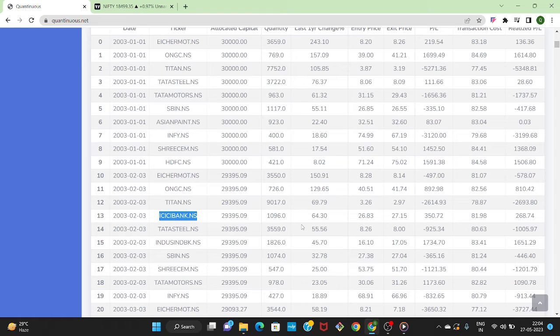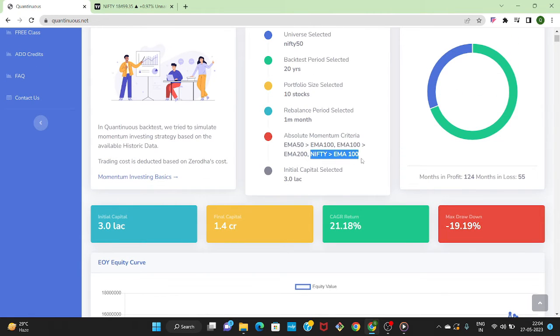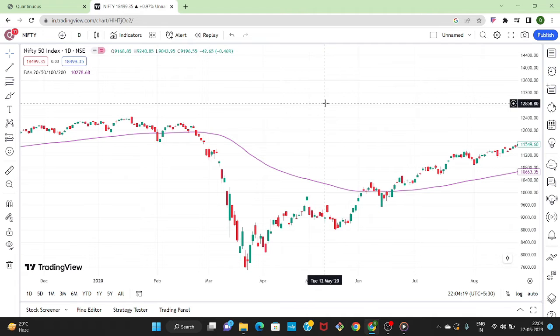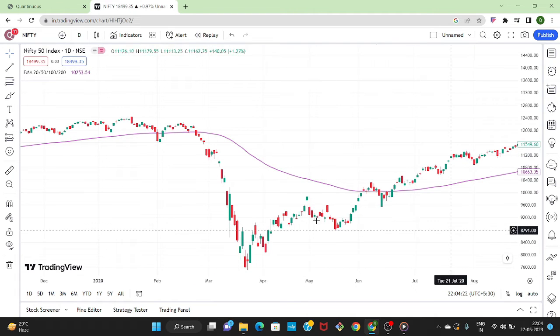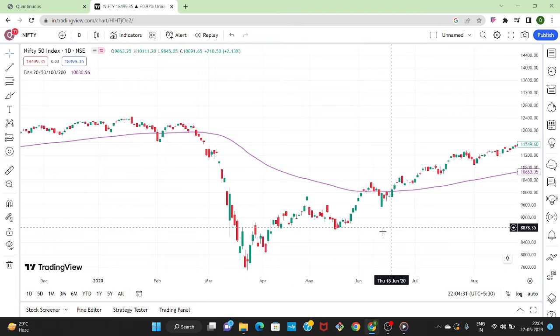Now let us see a very interesting feature of the strategy. We have added a condition: Nifty 50 is greater than EMA 100. What it does is hold the strategy back from deploying capital if the Nifty 50 daily close price is below EMA 100. Let us go to the Nifty 50 chart and take the example of the COVID crash in 2020. The market went below the EMA 100 line on 1st February and after that stayed below EMA 100 till June. During this entire period the strategy didn't give any entry signal, so our capital was not deployed in the market and we didn't face drawdown during this entire period.